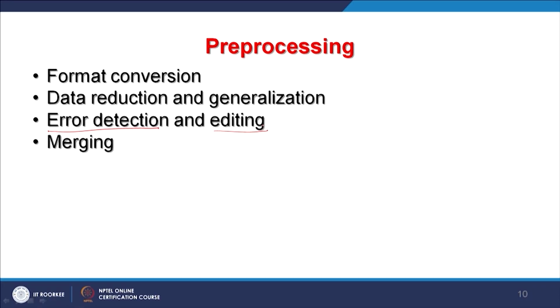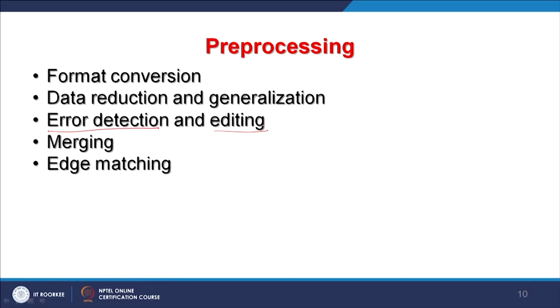Merging means, if I am having two maps side by side, like two topo sheets having adjacent numbers, and I want to join them, that is also called merging. But in raster data, merging has a different meaning. So, we will be discussing this also in detail.